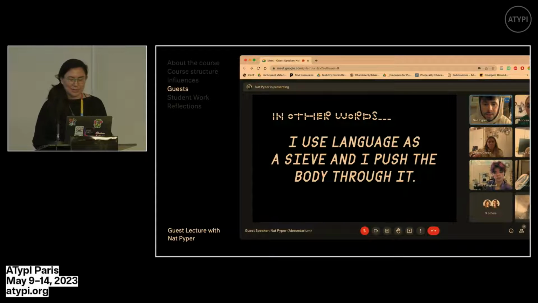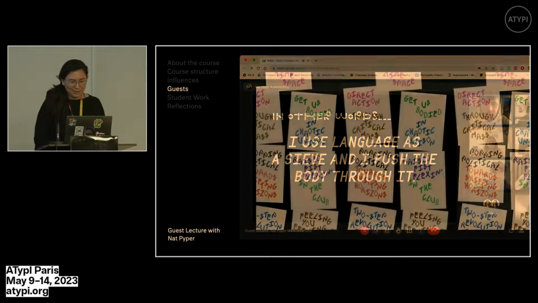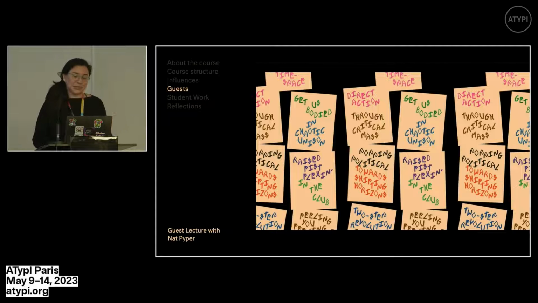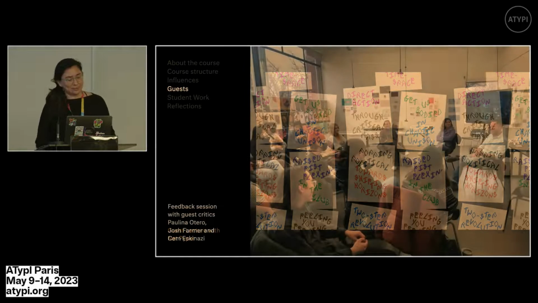And one of the things that really resonated with our class was this notion that Nat shared: I use language as a sieve and I push the body through it. And we really loved how the conversation around that felt almost slippery or goopy or massive, and so different from what might be a modest, delicate piece on a page or on a screen. And that work got us thinking too about how and where the forms and tools that we're making might change our own sense of what we can share with others.